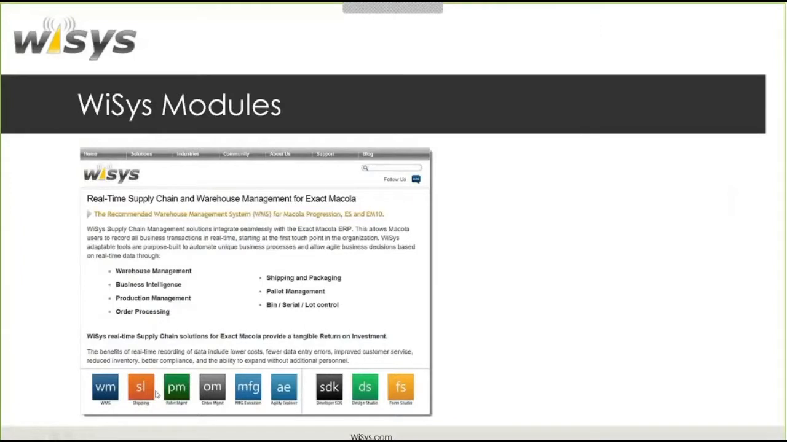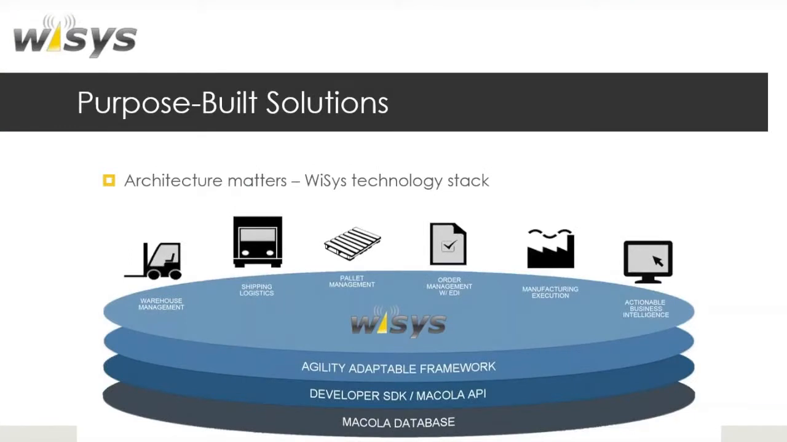Each of these little icons at the bottom are modules, and those modules can be purchased independently. You can start in the warehouse with receiving, move into shipping, manufacturing, and a number of other areas. Today we're just going to focus on the warehouse.